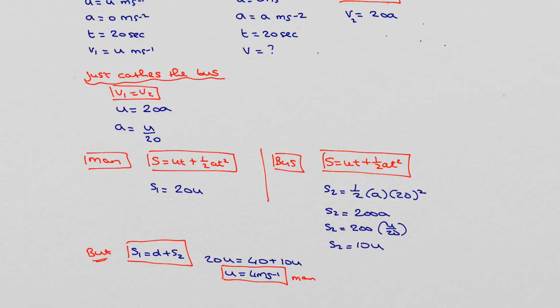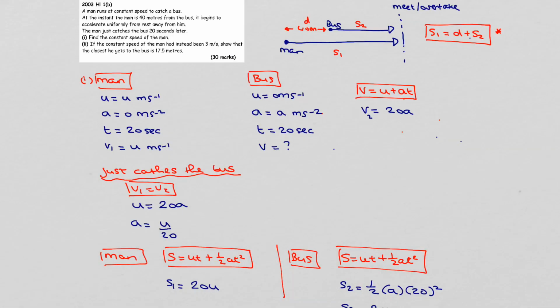And of course then we could also work out what A is by subbing back in. I know that A is equal to U over 20. So 4 divided by 20 for A would be equal to 0.2 meters per second squared. So not asked for in this part of the question, but I've worked it out just to show you.